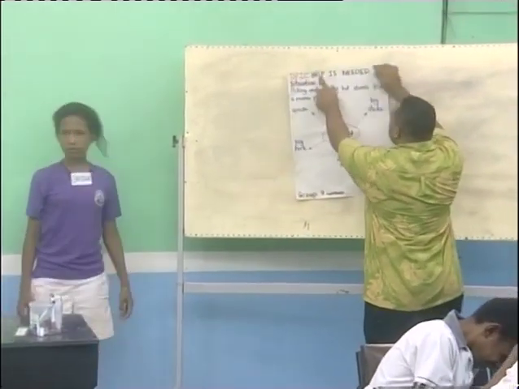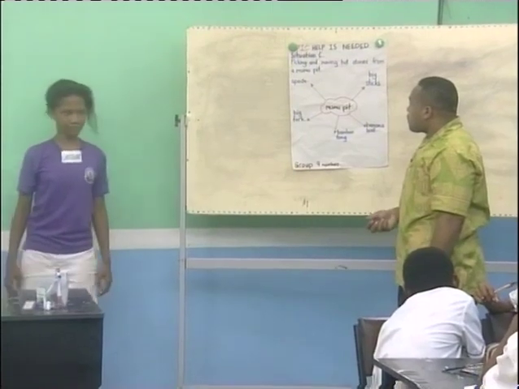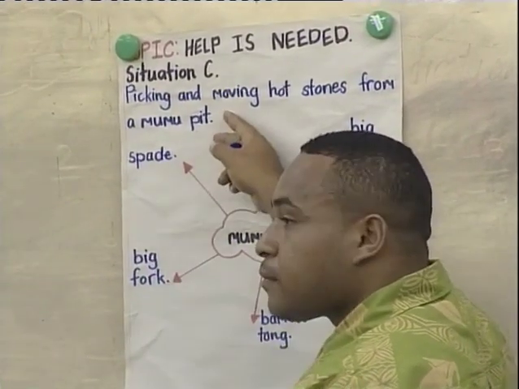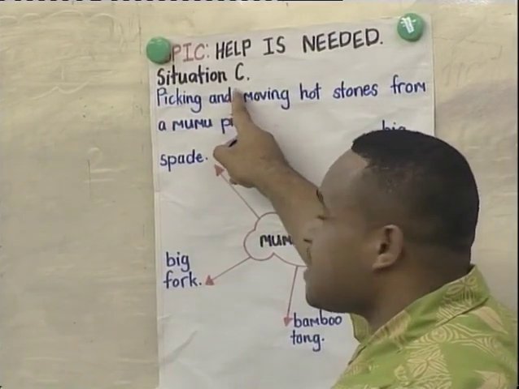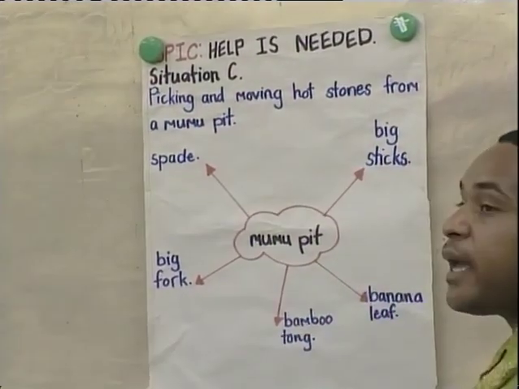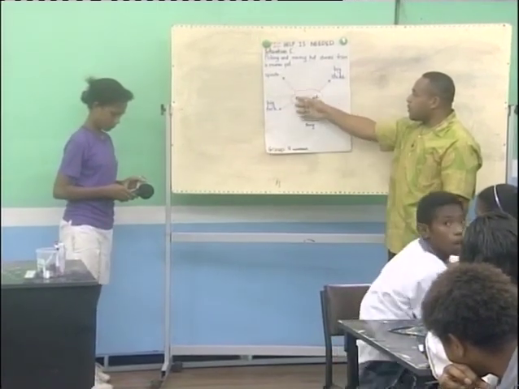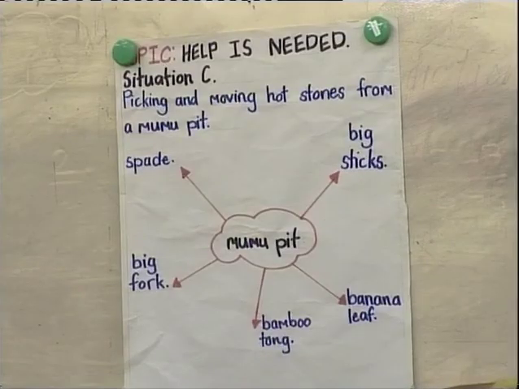So we will look at the answers. Okay, this is what Christine and her group has. Okay, situation C, it says picking and moving hot stones from a mumu pit. So Christine, can you tell us what you and your group have written down? These are some things that they use to remove stones from a mumu pit. Spade, big fork, mumu, bamboo tongs, banana leaf, and big stick.